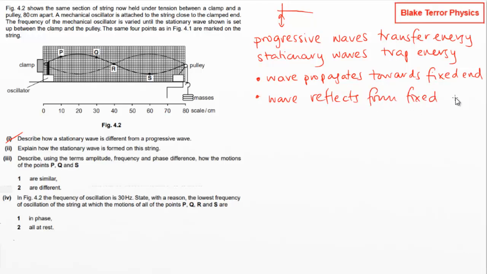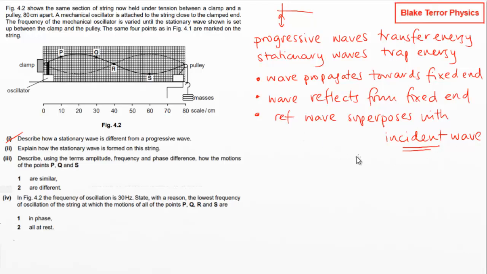So yeah, you're just going through step by step. Then you can say the reflected wave will superimpose or superposes with incident wave. So again, another good term to use, incident wave. Have that word in your vocabulary that you can use, and then say this produces a resultant wave. So again, another good technical term to use.